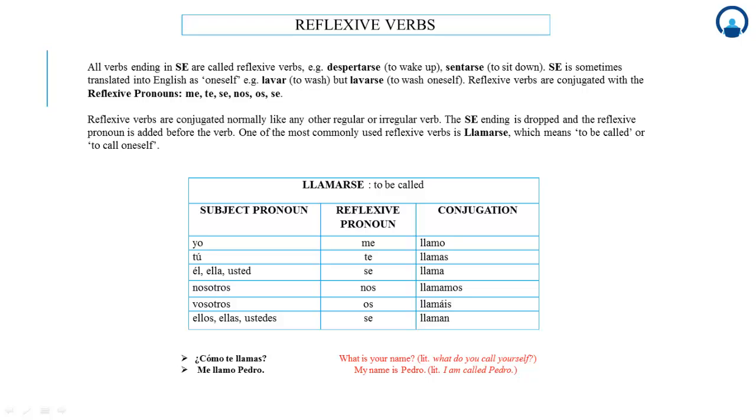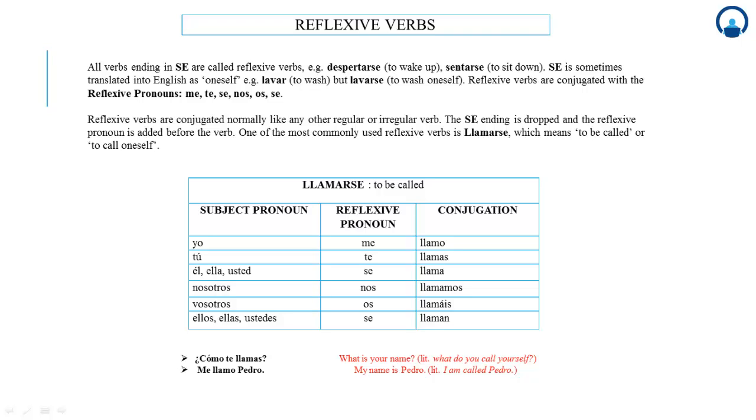Reflexive verbs are conjugated with the reflexive pronouns that are me, te, se, nos, os, and se. There's no hardcore rule for reflexive verbs as in for their conjugations. They are conjugated normally like any other regular or irregular verb. The rule is that the ending se has to be dropped and the reflexive pronoun is added before the verb. For example, we have taken a verb called llamarse, which is very commonly used, which means to be called. So the conjugations of llamarse would be done by dropping the se from the ending and then conjugating the llamar verb as we used to do for regular or irregular verbs.